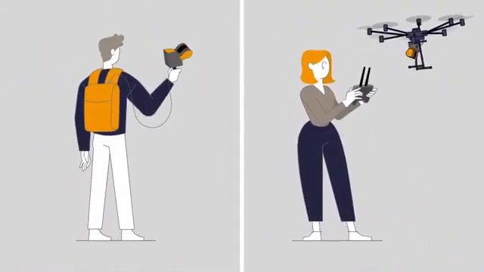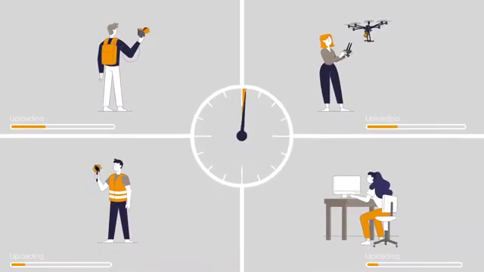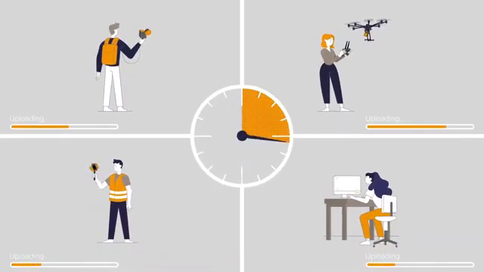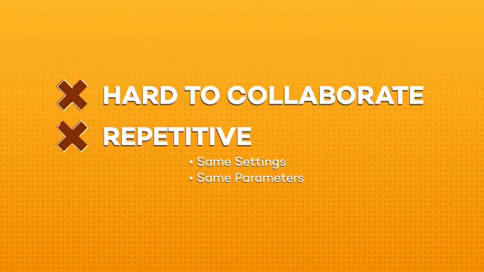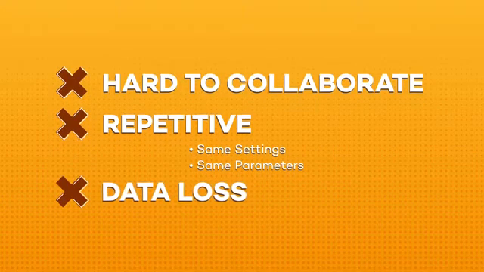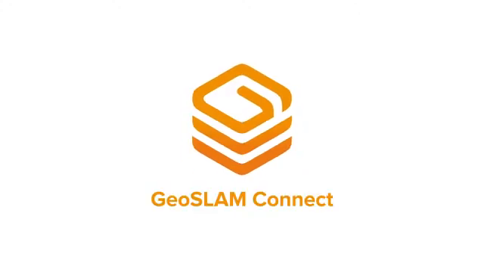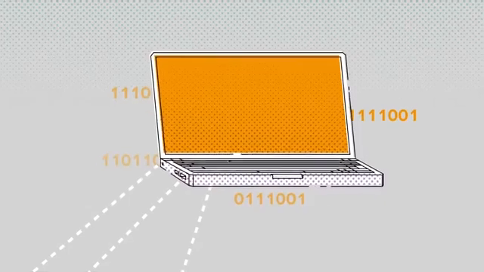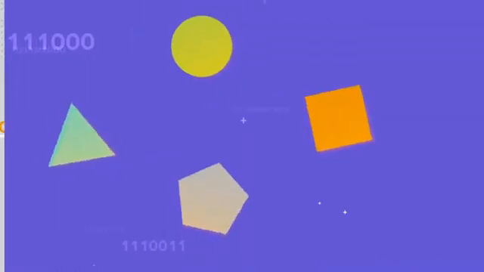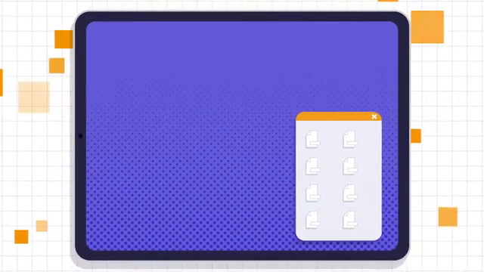Processing multiple data sets and sharing the results with different people in different locations can take a long time. This can make projects harder to collaborate on. The same post-processing steps are often repeated by multiple users, causing delays to your teams. Introducing GeoSLAM Connect, our smart data platform. GeoSLAM Connect takes your GeoSLAM scan data and automatically processes it, applies your workflow, and saves the information in the file location of your choosing.